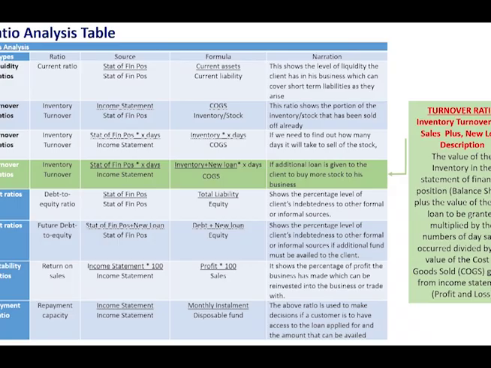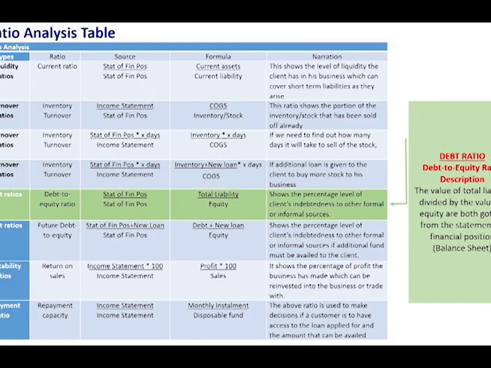Next is the turnover ratio days plus new debt. This shows the value of the inventory in the balance sheet plus the value of the new loan to be granted, multiplied by the number of days sales will likely occur, divided by the value of the cost of goods sold gotten from profit and loss. We now move on to the debt ratio, where we analyze the value of debt to equity. This is the value of total liability divided by the value of equity. They are both extracted from the balance sheet.